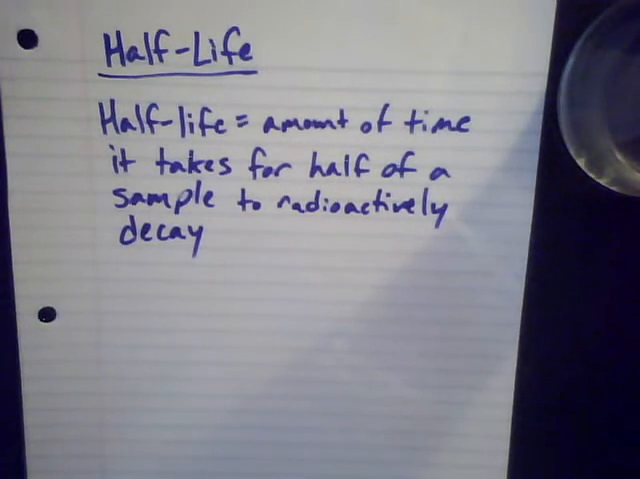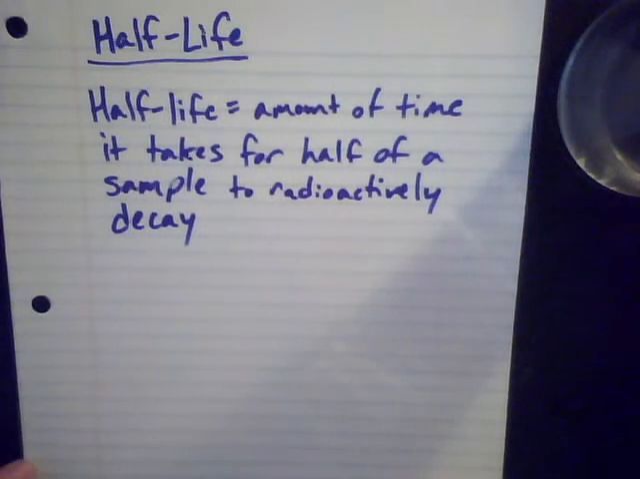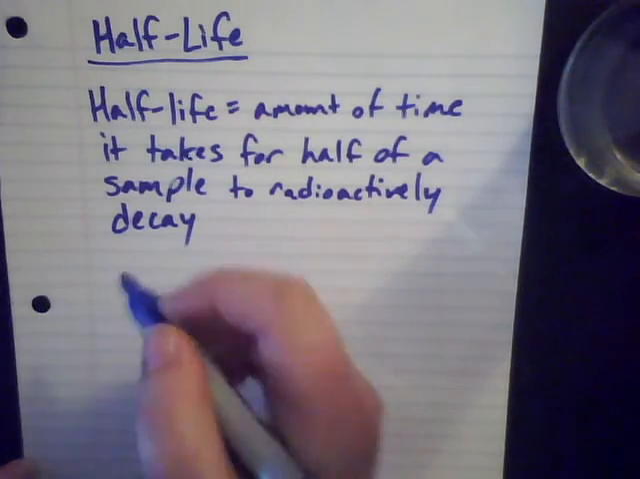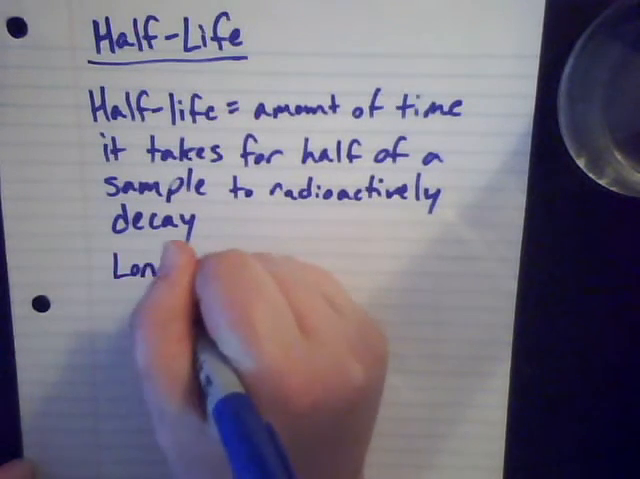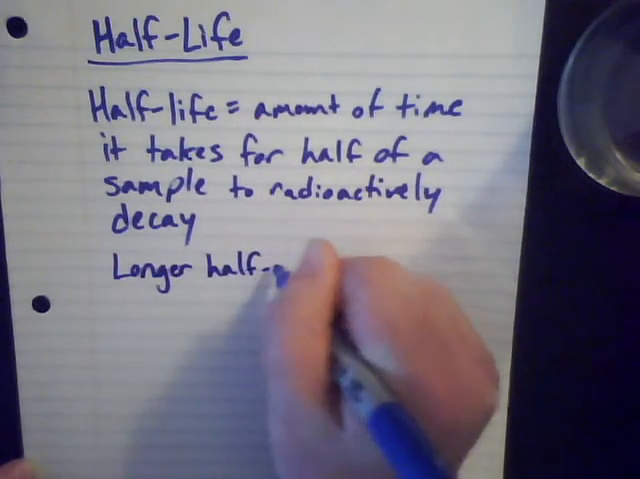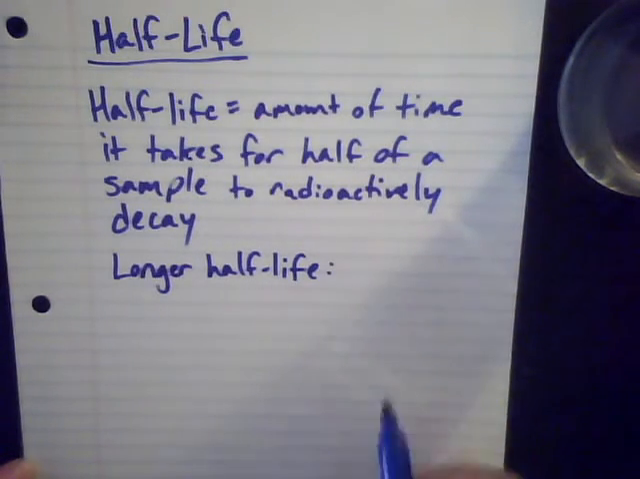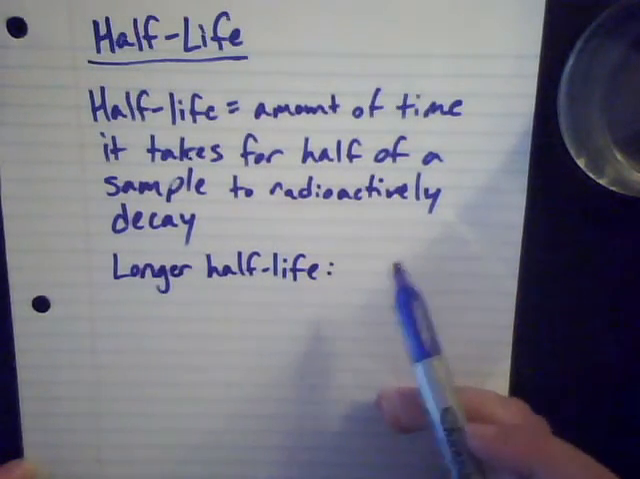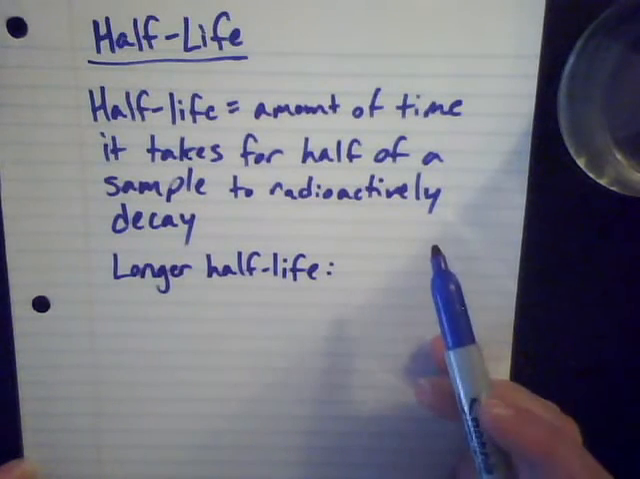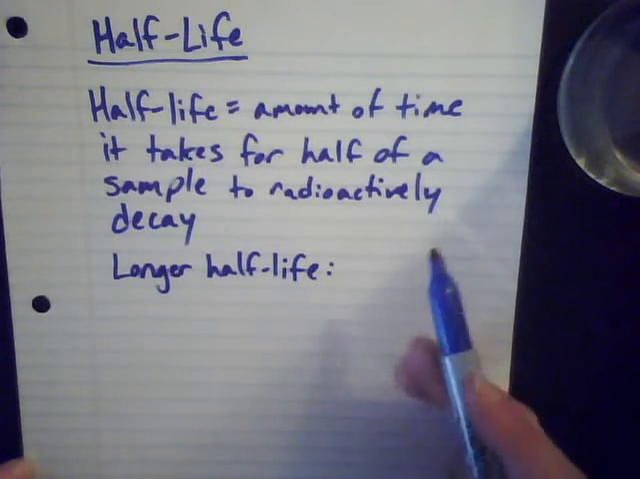And we talked about radioactive decay, so there's three different types of radioactivity that we mentioned, alpha, beta, and gamma particles, and that the purpose of that decay is to make the nucleus more stable. So the half-life is basically a measure of how stable an element is. The longer the half-life, then the longer the time it takes for it to decay. So if it has a longer half-life, it means that the element itself is more stable.